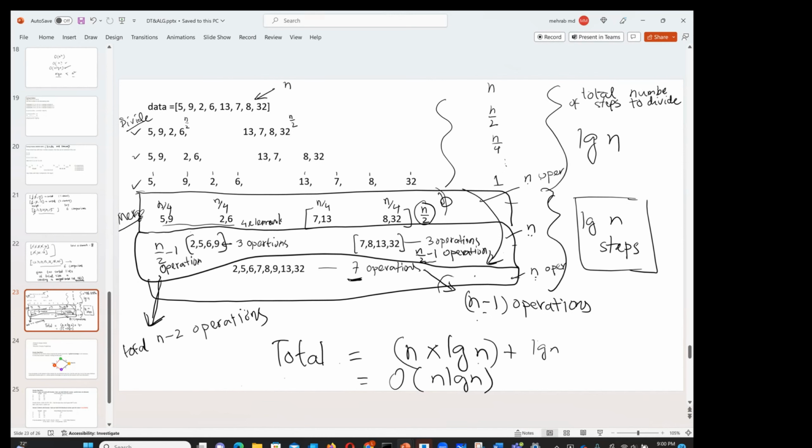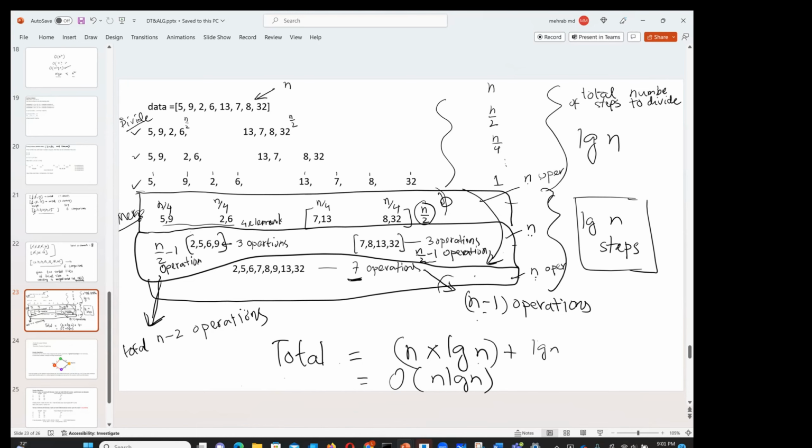So using this divide and conquer technique, using merge sort, I am doing it in order of n log n operations, right? So this is the time complexity of my algorithm. Did we make an improvement over the previous sorting algorithms? Yes. Previously it was order of n square. Now it's order of n log n, right?